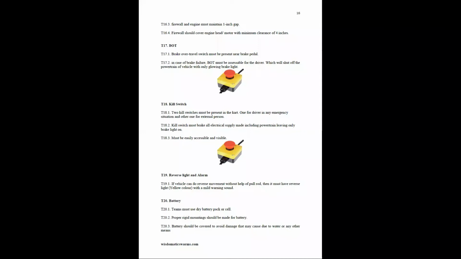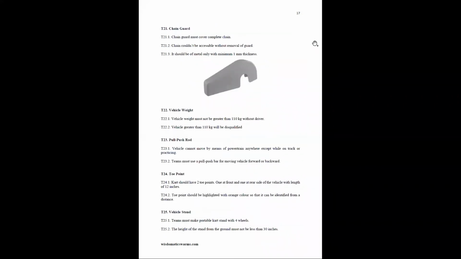If your vehicle can go in reverse, and you have made some changes in the gearbox, then you have to add a reverse light and alarm for it. For the batteries, teams must use dry battery packs because the vehicles will be in the running state. A dry battery pack is recommended, to be mounted properly. Chain guard is also mandatory.